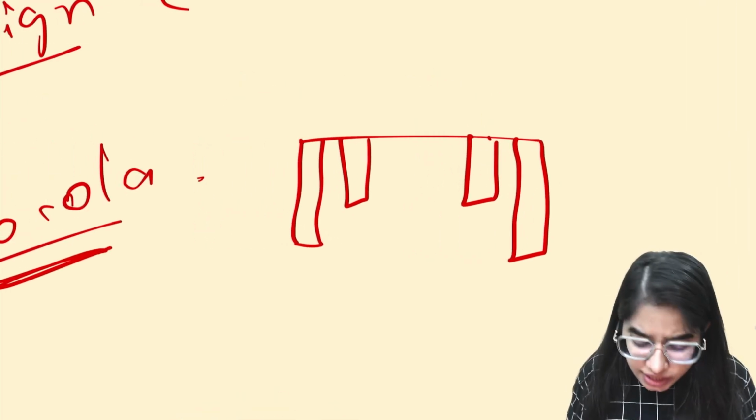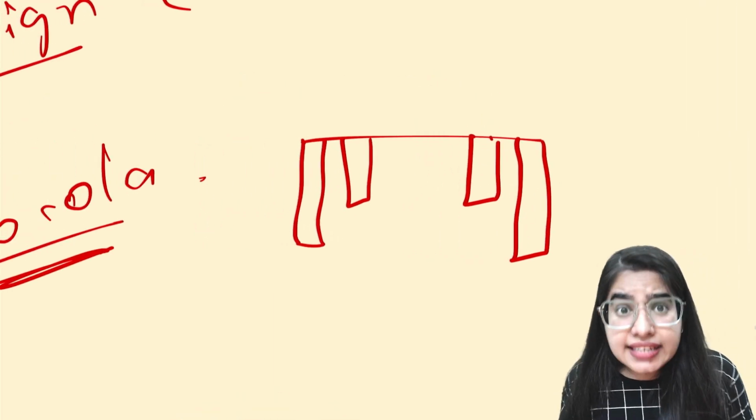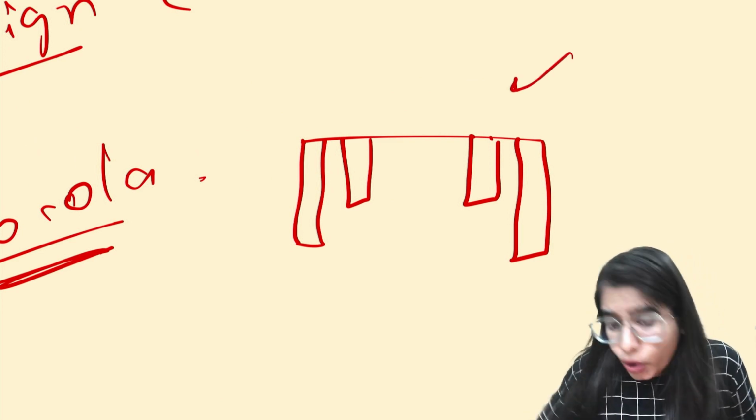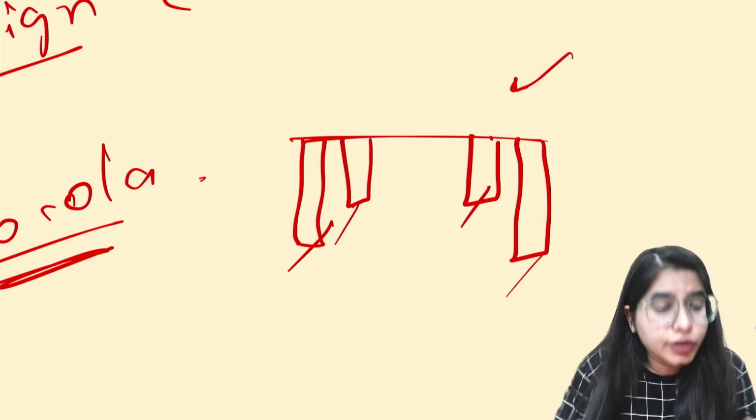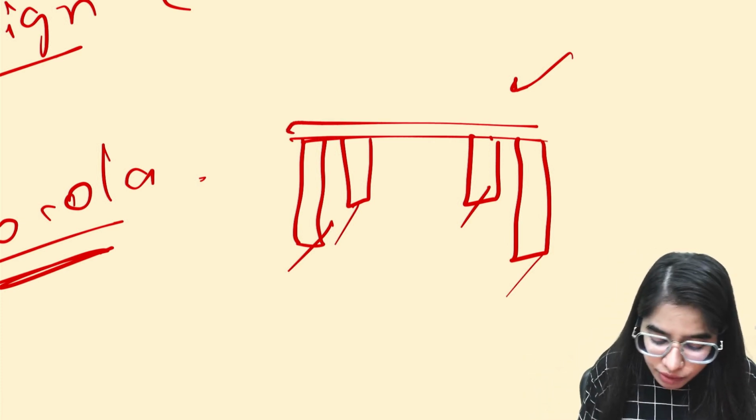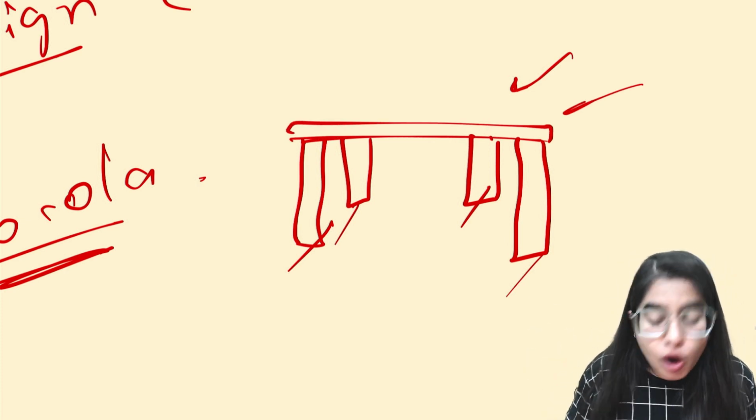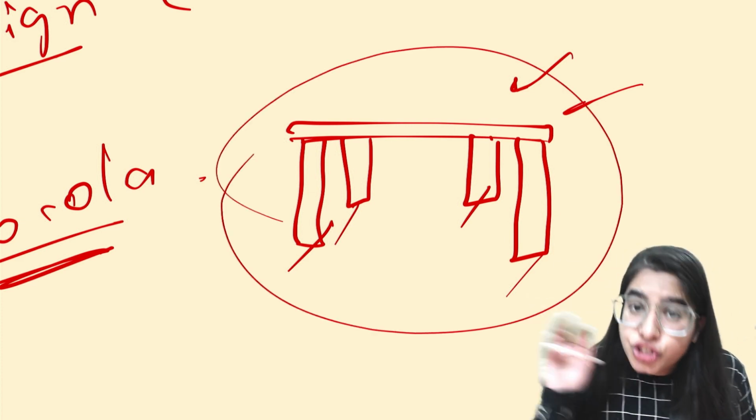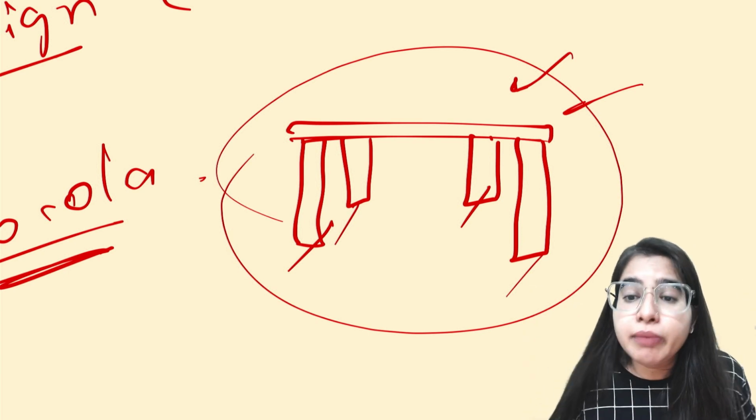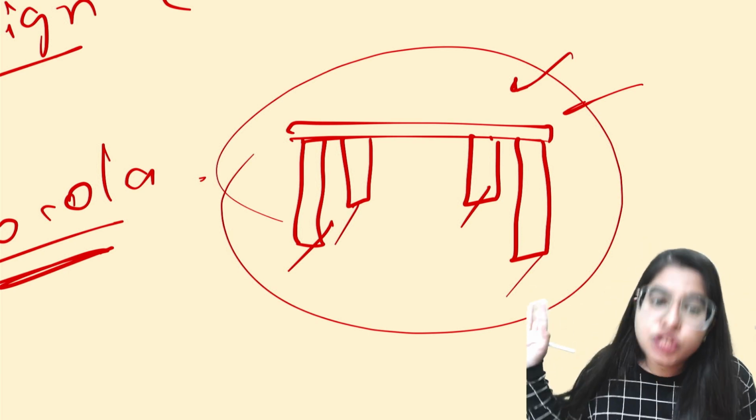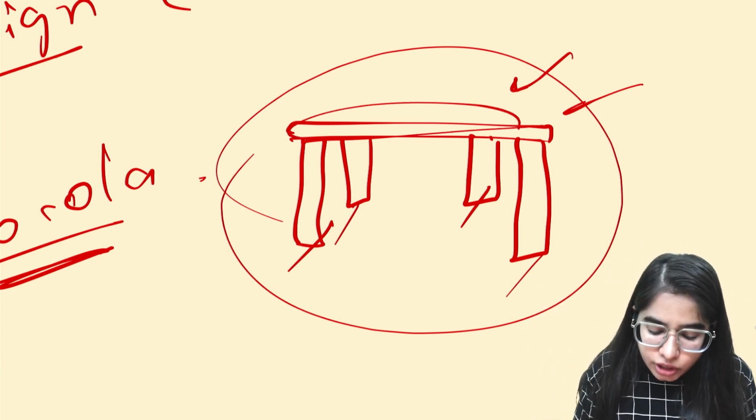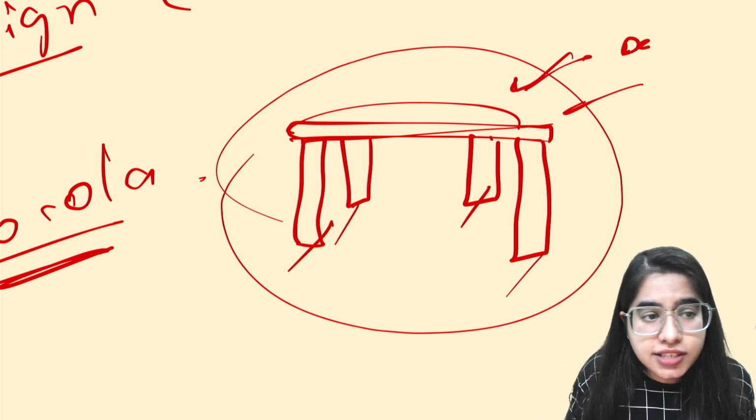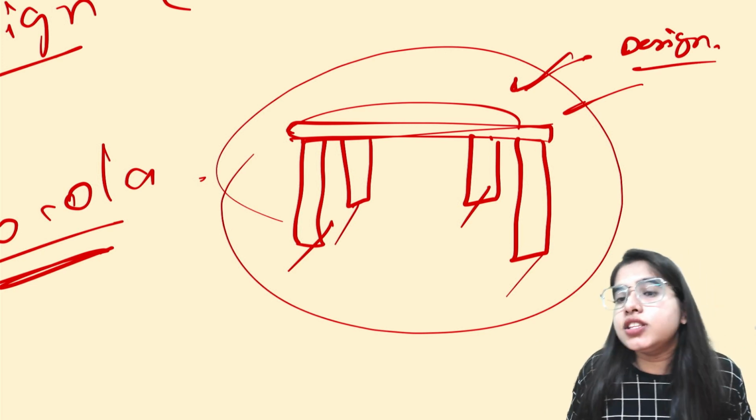Can you register this design of the table under the Design Act? The answer is no. Why? Because this is four legs and one flat top. This is necessary for the functional purpose of the table. If any brand makes a table, they will make a table like this only. Four legs will be there. One flat top surface will be there. So this cannot be registered as a design. No, you cannot register this as a design.